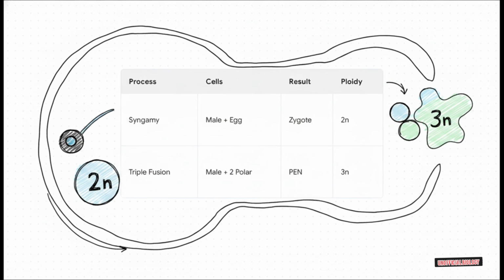Let's contrast them. Process 1 is syngamy. The participating cells, the male gamete and the egg cell. The resulting cell is the zygote and its ploidy level is 2N. Process 2 is triple fusion. Participating cells here are the second male gamete and the 2 polar nuclei. The resulting cell is the primary endosperm nucleus and its ploidy level is 3N. Having this side by side makes it super structured and incredibly easy to recall.